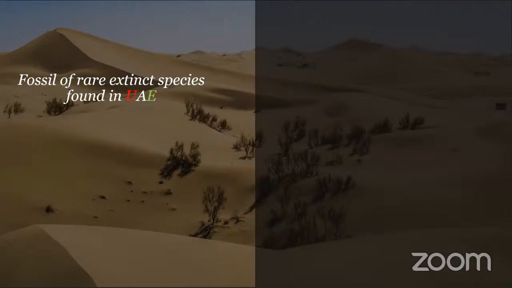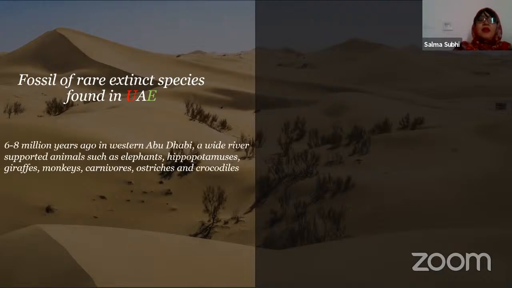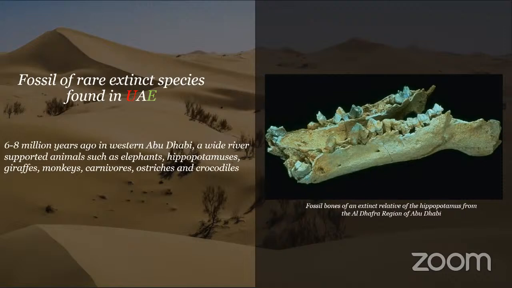Fossils of rare extinct species found in UAE? Yes. From 6 to 8 million years ago in Bethran of Abu Dhabi, a wide river supported animals such as elephants, hippopotamuses, giraffes, monkeys, ostriches and crocodiles, and so on. Here, these are fossil bones of an extinct relative of the hippopotamus from the Al Dhafra region of Abu Dhabi.